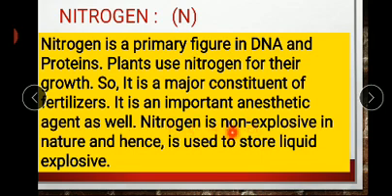Now the next is nitrogen is non-explosive. It is not highly reactive. It is not explosive. So that's why it is used to store liquid explosives. The liquids which are so much explosive, which are not safe. So nitrogen is used to store them.